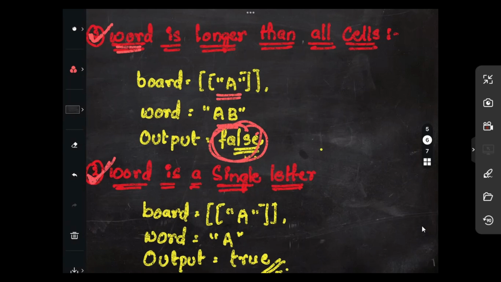Let's move on with the third edge case here. Word is a single letter. In this case the word we have is A, and in the board also we have A. In this case we have to return true, right? We have a single letter that matches the word, so we'll be returning true in this case.